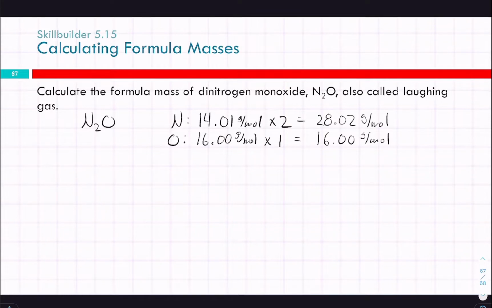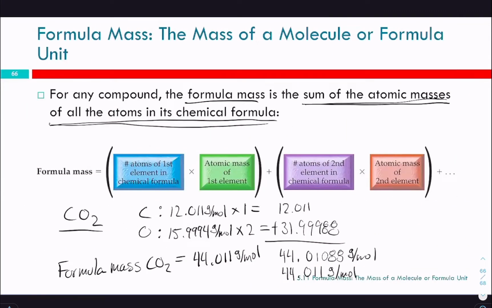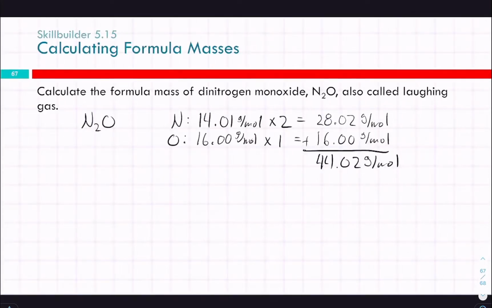Oh, interesting. It is 44.02. It's almost exactly the same as carbon dioxide.